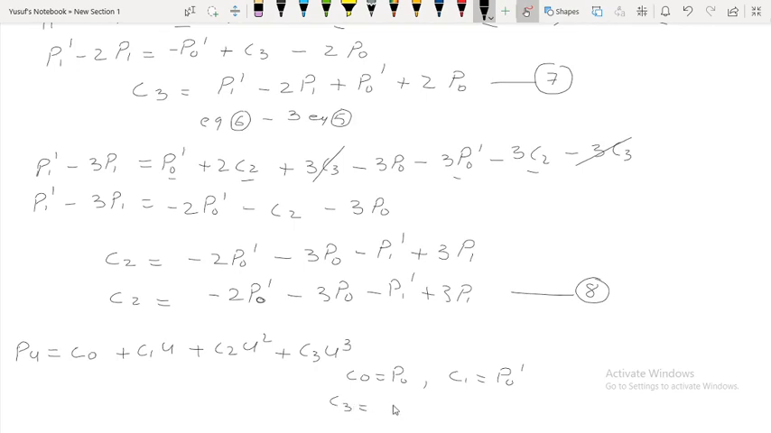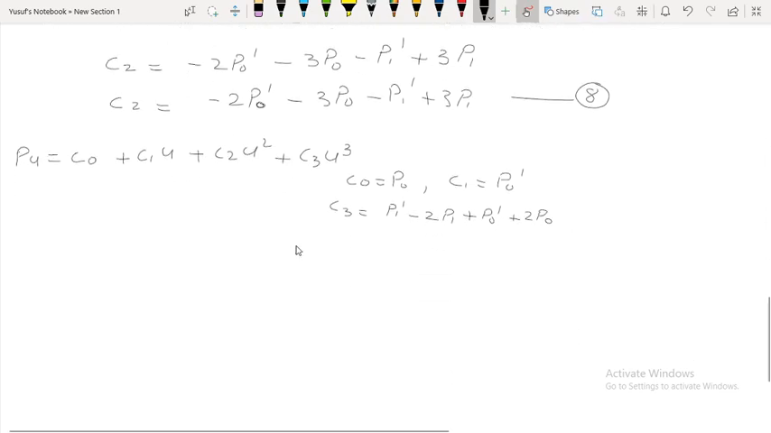C3 is P1 dash minus 2P1 plus P0 dash plus 2P0, and C2 is minus 2P0 dash minus 3P0 minus P1 dash plus 3P1. So all four coefficients are to be put in this equation.